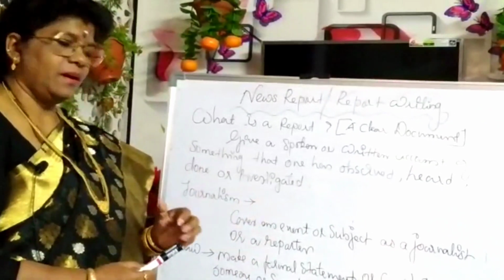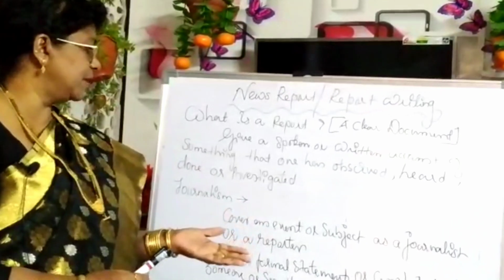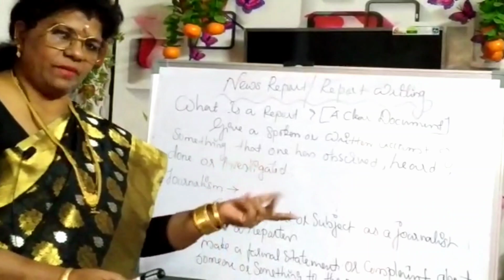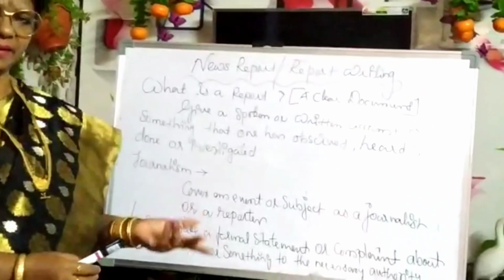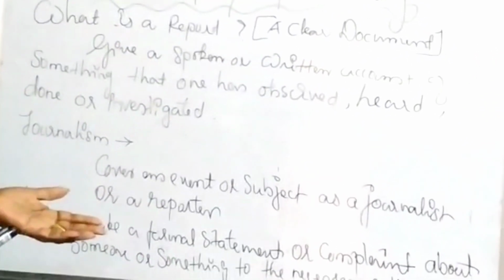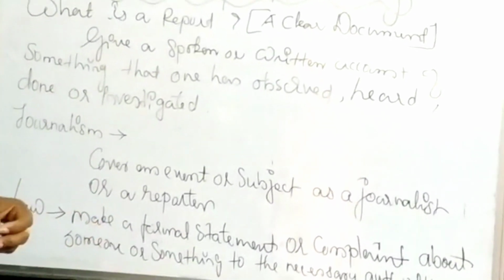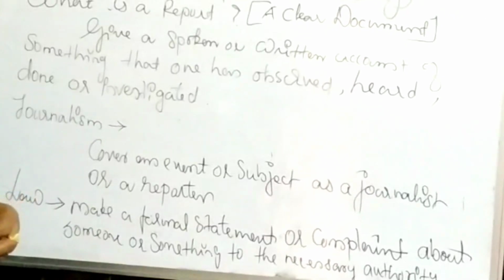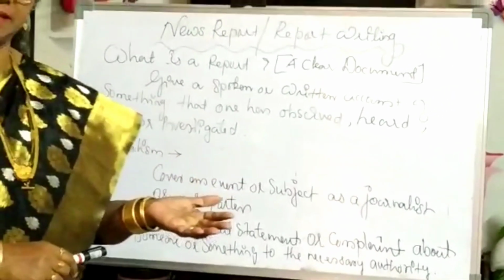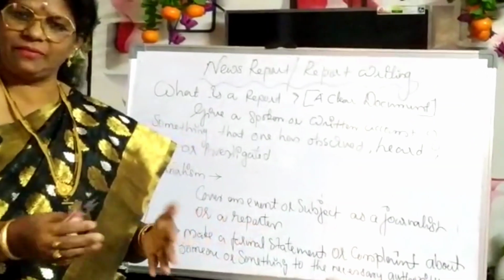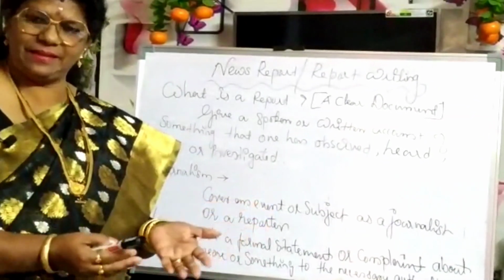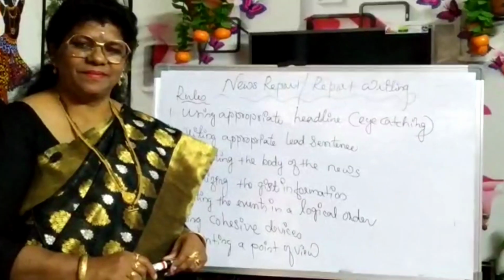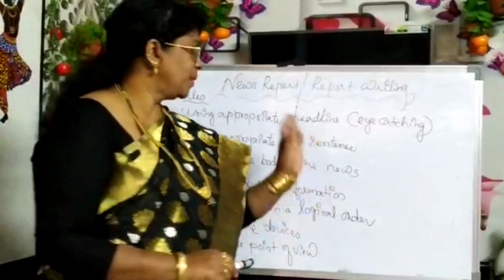Journalism. In the sense, cover an event or subject as a journalist or a reporter. That is one variety. Then law-related report: make a formal statement or complaint about someone or something to the necessary authority. Then another type of report: at the end of the academic year, you receive a report from your school authority. That is also a kind of report. Okay, fine. Let us go through.